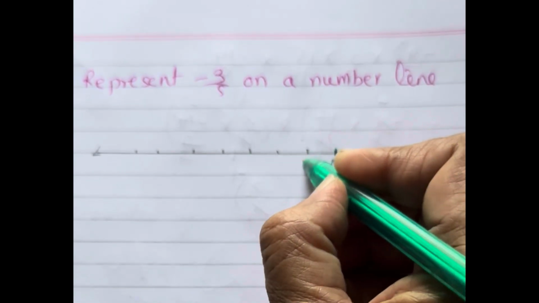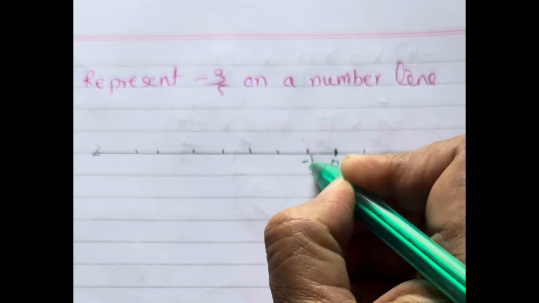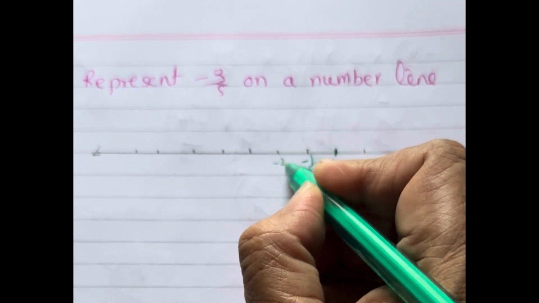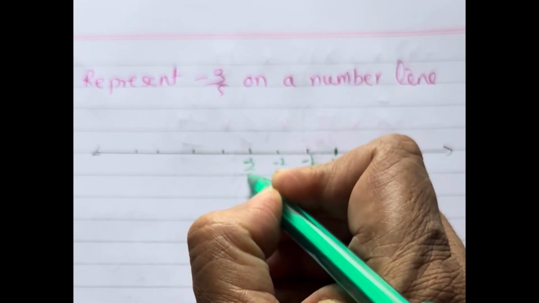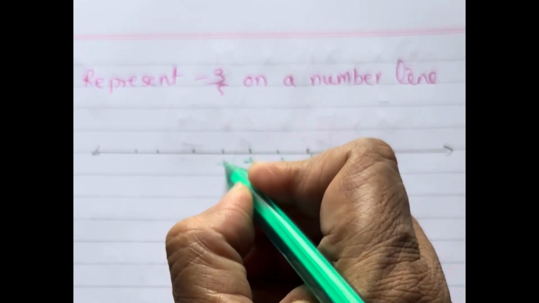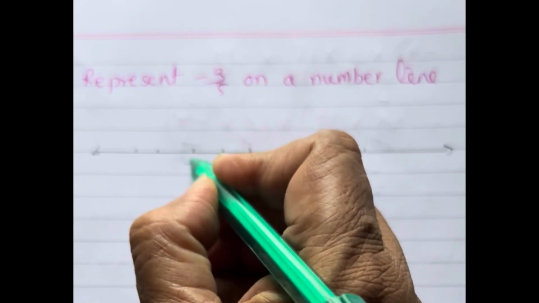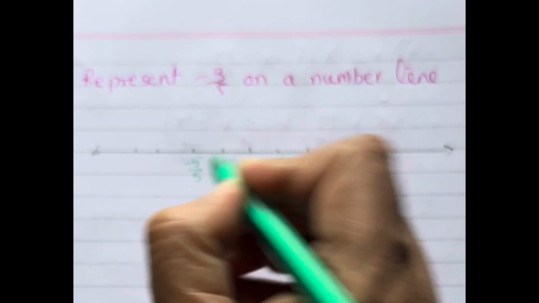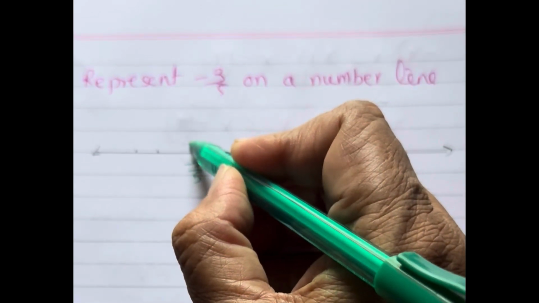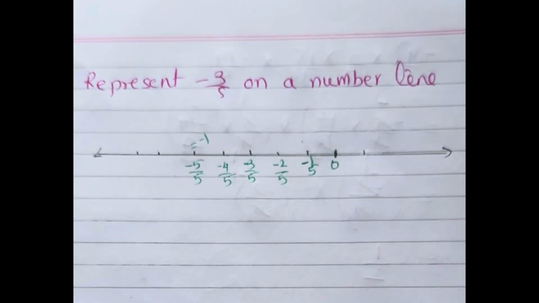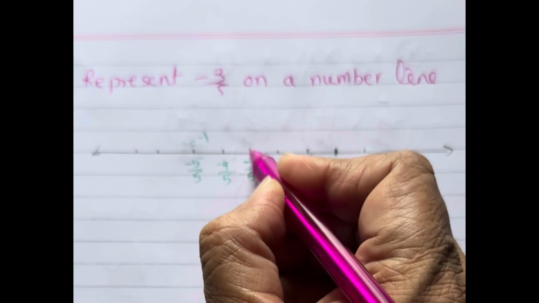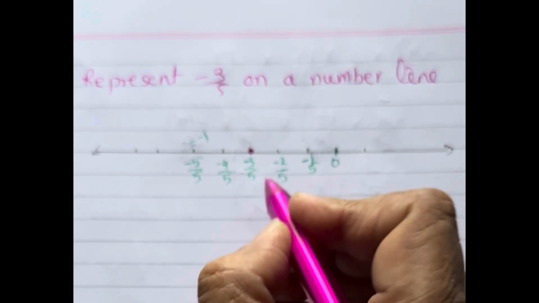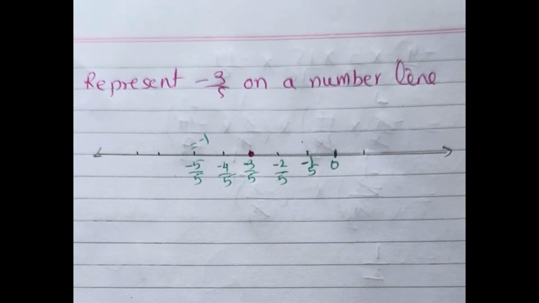So this will represent minus 1 upon 5. This will represent minus 2 upon 5. So just keep on writing in sequence. Minus 3 upon 5, minus 4 upon 5, and minus 5 upon 5. Minus 5 upon 5 is equal to minus 1. So where is our answer? Minus 3 upon 5. So this is the place where minus 3 upon 5 is. You can highlight that. So this is how we represent rational numbers on the number line.